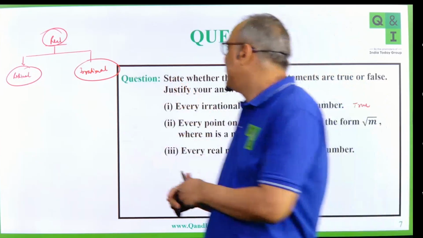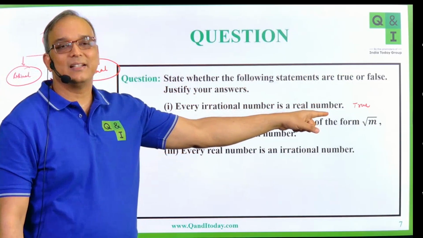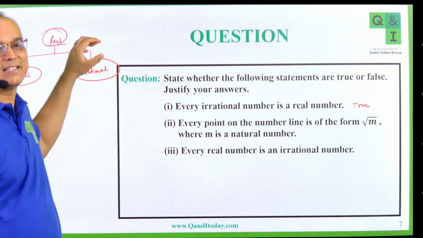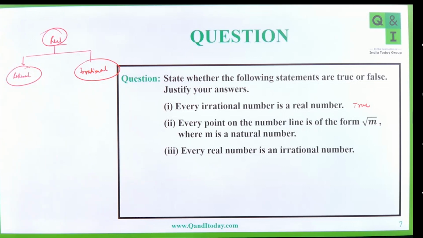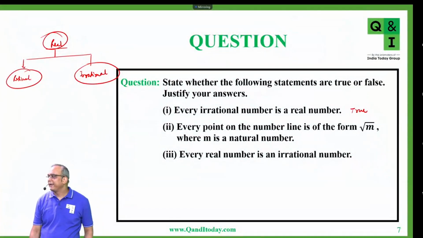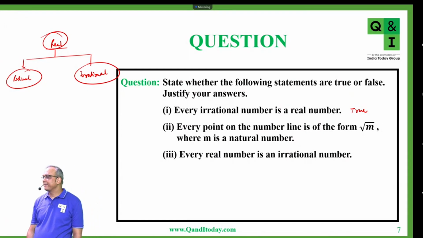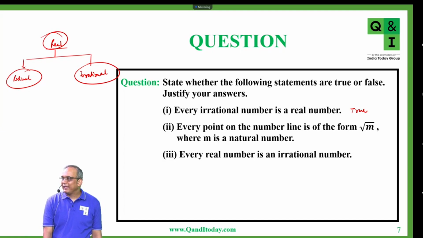The question is, state whether the following statement is true or false. Every irrational number is a real number. So because irrational numbers are a subset of real numbers, every irrational number will be a real number. It is true. Is this concept clear? Now, Hannah, is it clear to you? Has everyone understood this first question? Okay. Now tell me the answer of the second one.